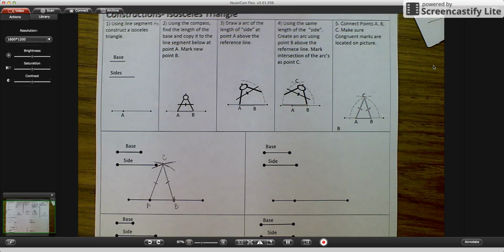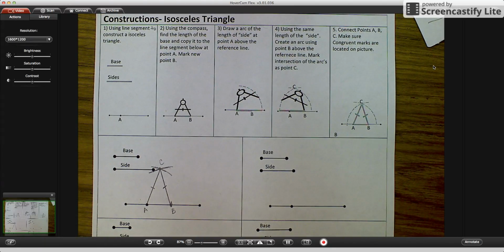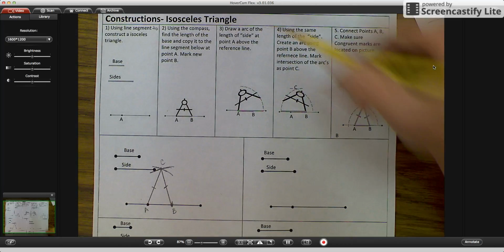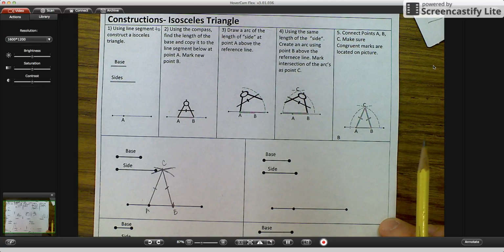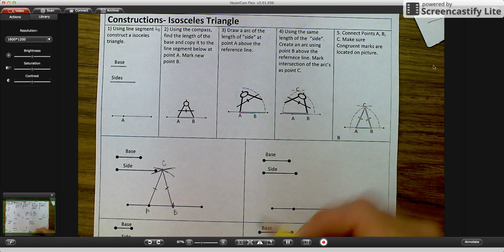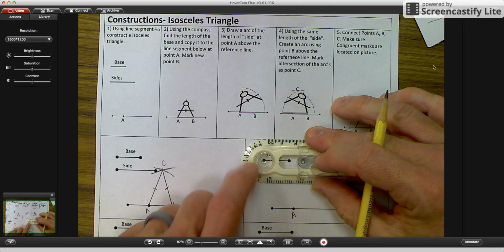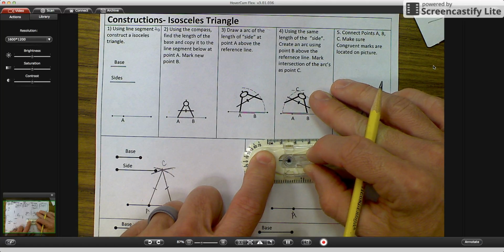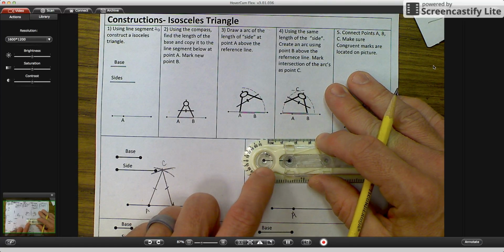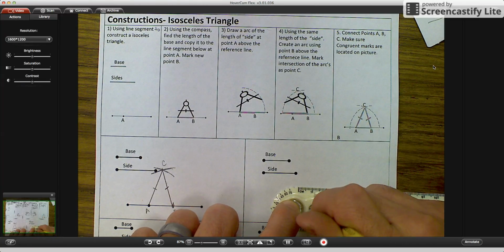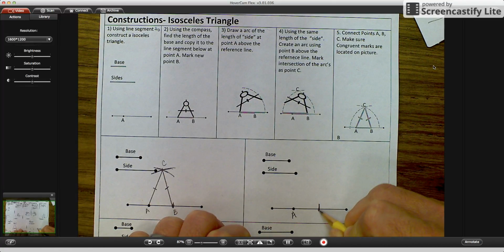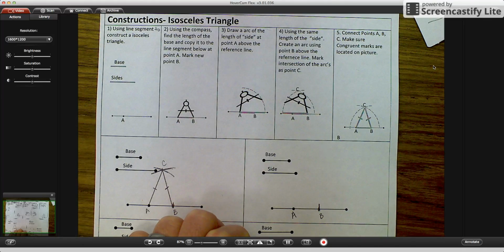Okay, let's try it again, and I'll do a little bit more of a description. So the first thing you want to do is, using the compass, find the length of the base and copy it to the line segment below at point A. Mark new. So at point A, we're going to measure our base with our slider. We have one end point on the protractor, one end point over here. Bring it down and mark point B. So here is point B.